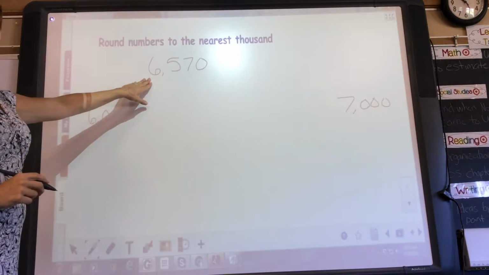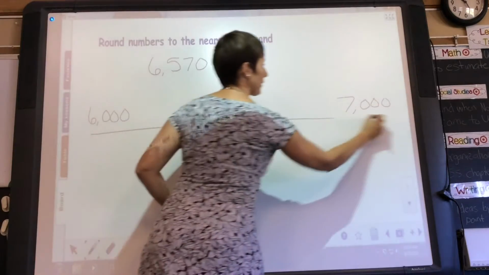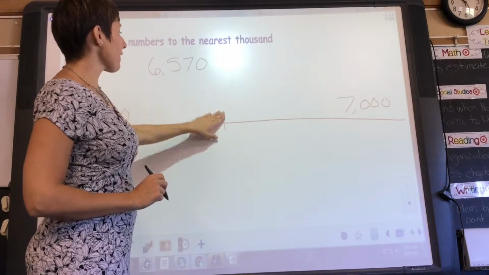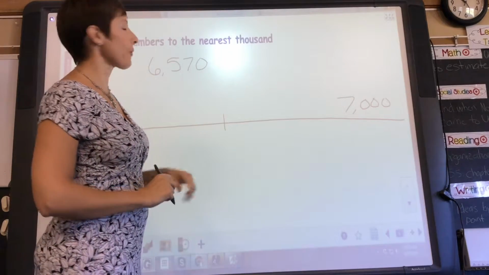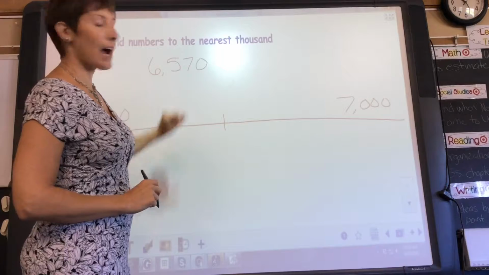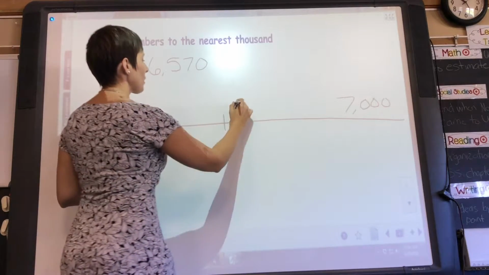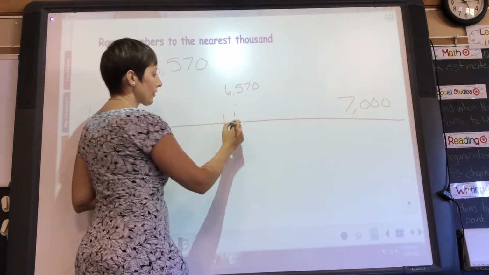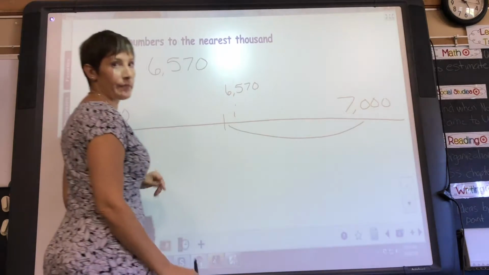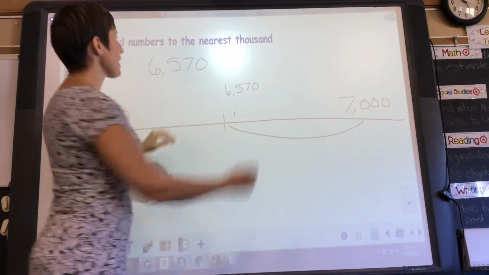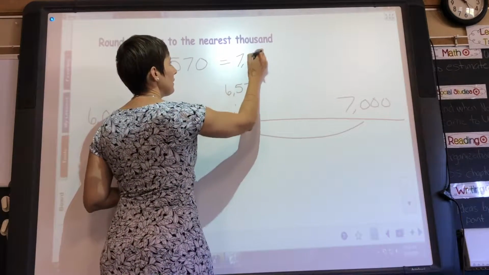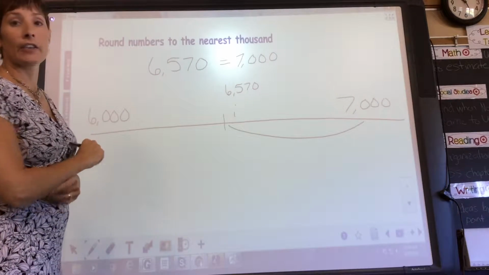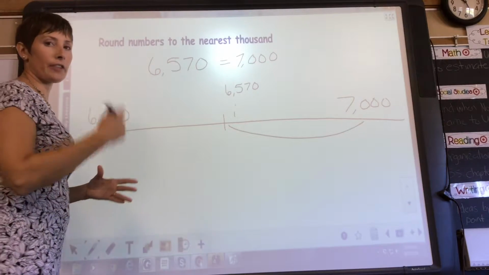Now you need to think, where does this fall on the number line? Here's our number line. We'll say this is about halfway. Where does this number fall? Less than halfway or greater than halfway? If we think of 500 as being the halfway point between the two numbers, we would say this number would be about here. 6,570, which shows us it's closer to 7,000. So 6,570 would round to 7,000.